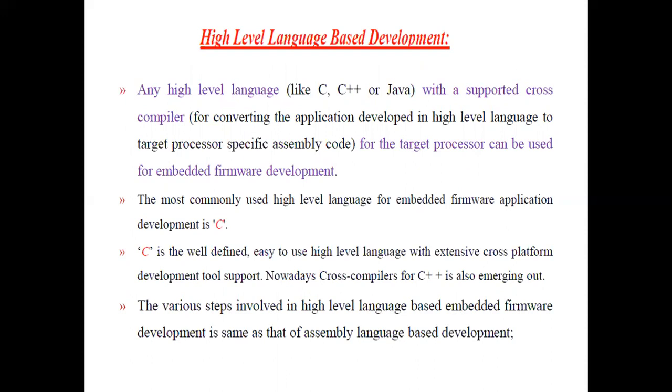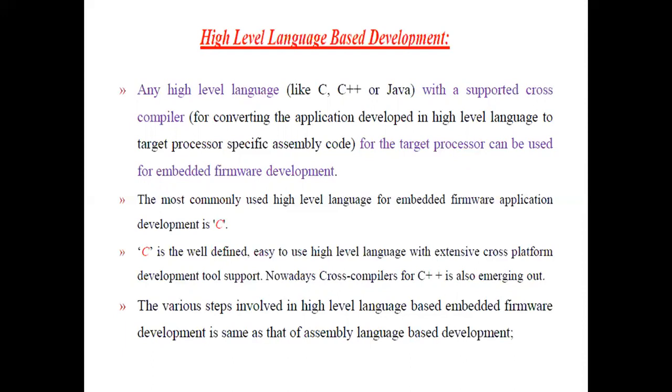So next is high level language based development. Any high level language like C, C++, Java with a supported cross compiler for the target processor can be used for embedded firmware development. The most commonly used high-level language for embedded firmware applications is C programming. C is a well-defined, easy to use high-level language with extensive cross-platform developer tool support. Nowadays, cross compilers for C++ are also emerging.